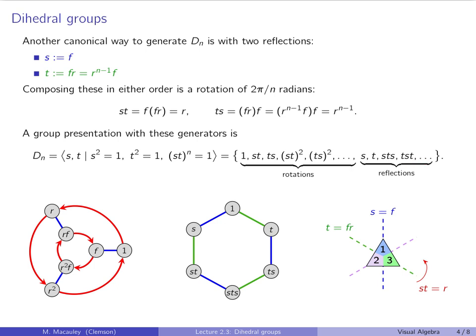So here's a Cayley graph of D3. Here's a Cayley graph with the generators R and F, and here it is with the generators S and T. So in general, the Cayley graph is going to be a 2n-gon. So for D4, we're going to get an octagon and so forth.